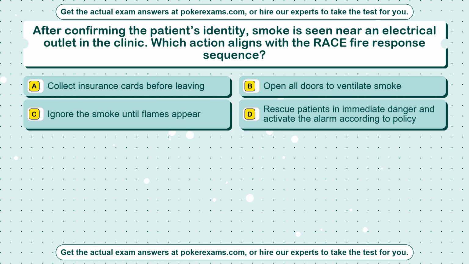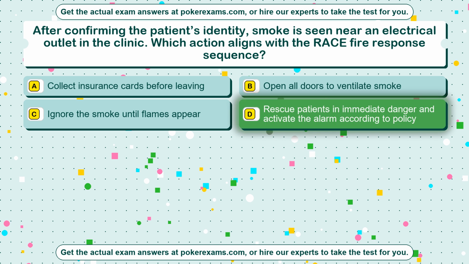Question 16. After confirming the patient's identity, smoke is seen near an electrical outlet in the clinic. Which action aligns with the RACE fire response sequence? Option A, collect insurance cards before leaving. Option B, open all doors to ventilate smoke. Option C, ignore the smoke until flames appear. Option D, rescue patients in immediate danger and activate the alarm according to policy. The correct answer is option D, rescue patients in immediate danger and activate the alarm according to policy.